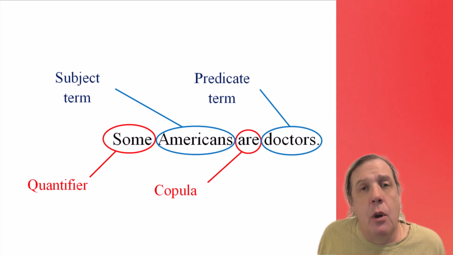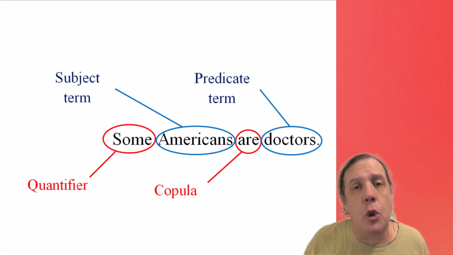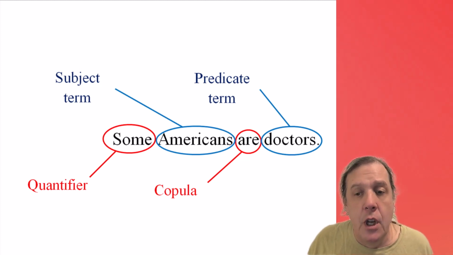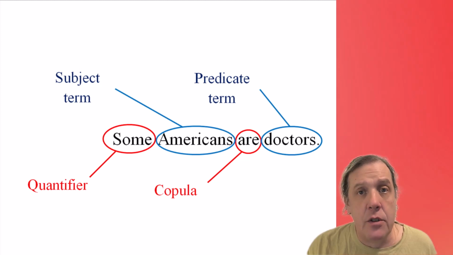Some of the examples that you're going to look at are really simple. In these cases, everything is going to be explicit in the sentence and represented by an individual word or phrase. So in the statement, some Americans are doctors, the quantifier is some. The first category is what we call the subject term, and in this case, that is Americans.